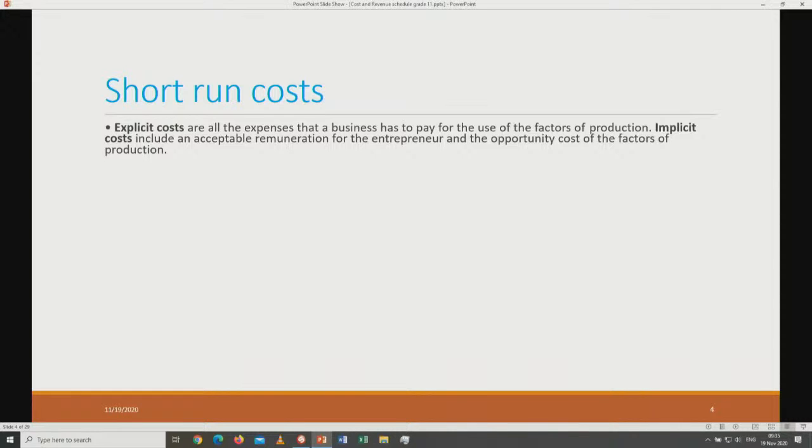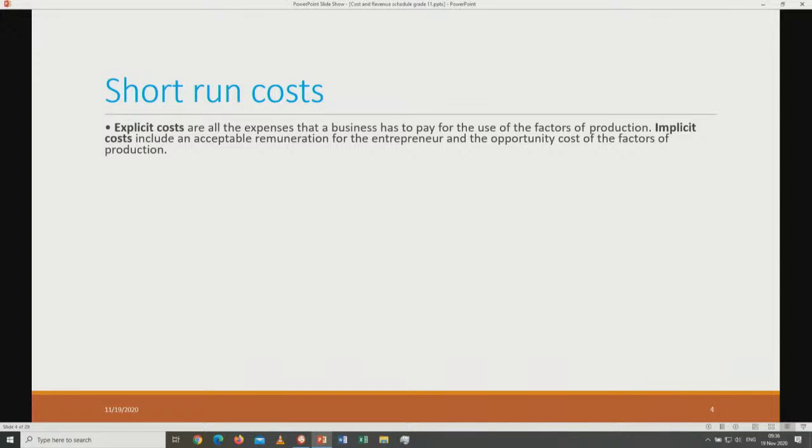Whereas implicit costs include an acceptable remuneration for the entrepreneur, the owner of the business. And it also includes the opportunity cost of the factors of production. You look at your entrepreneurial skill, or your skill, which you could have used somewhere else, working for somebody else. But now you decide to use it for your own benefit by opening your own business. So that's the opportunity cost that we are talking about.